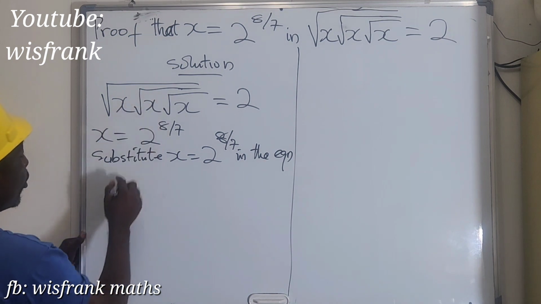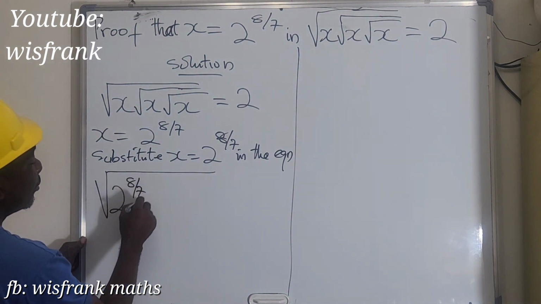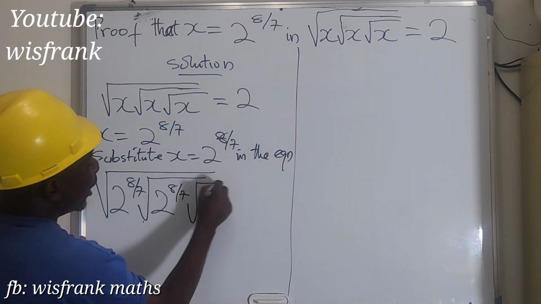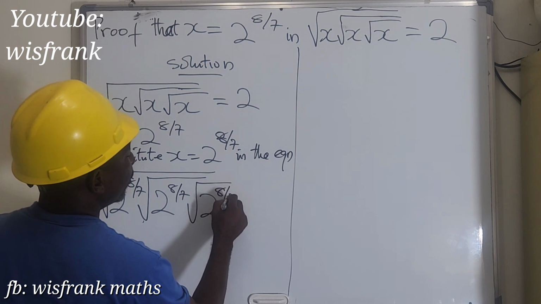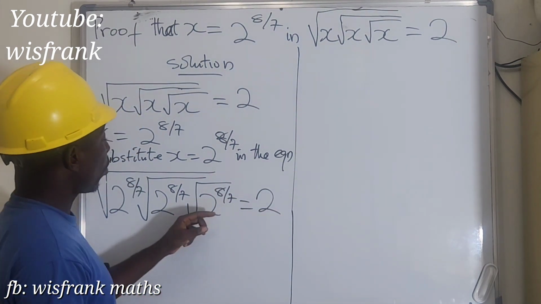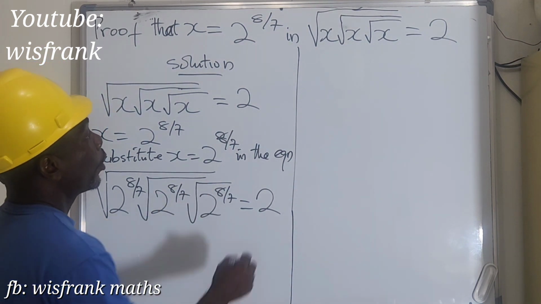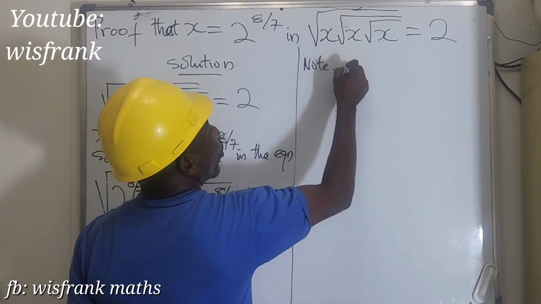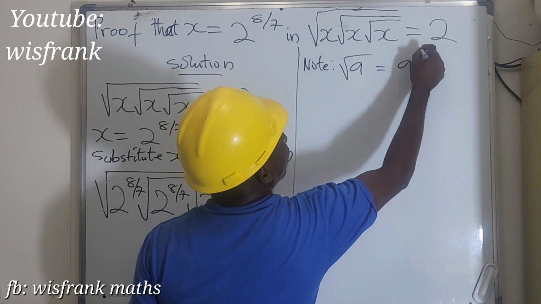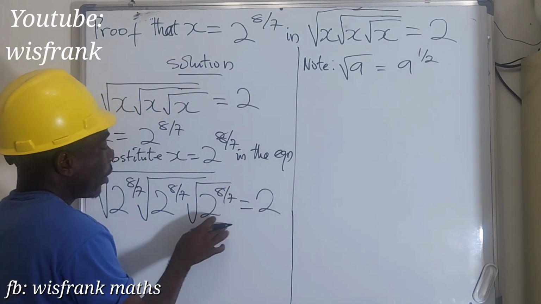So here will become square root of 2 raised to the power of 8 all over 7, square root of 2 raised to the power of 8 all over 7, another square root of 2 raised to the power of 8 all over 7, equals 2. So what we are going to do is to clear this square root. How do we do that? Note that when we have a, square root of a is the same thing as a raised to the power of 1 all over 2. So we are going to substitute this expression into what we have here.